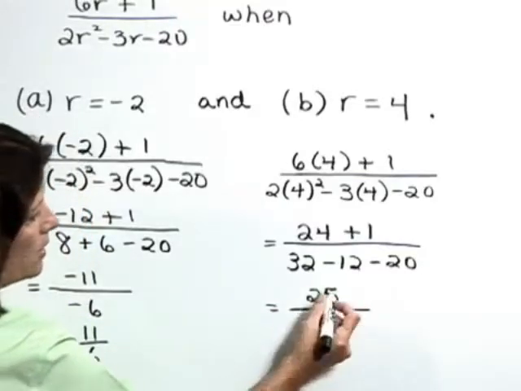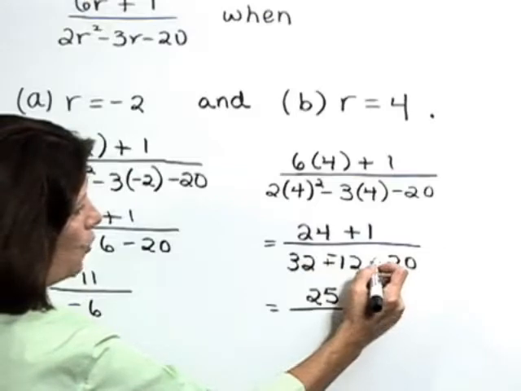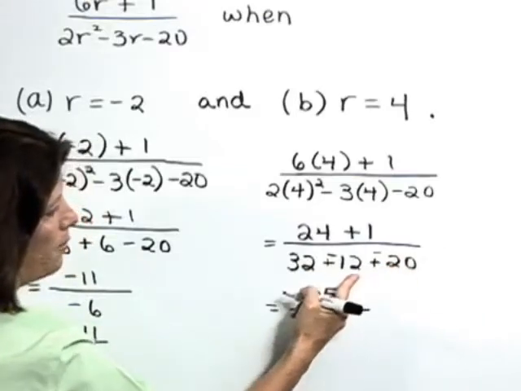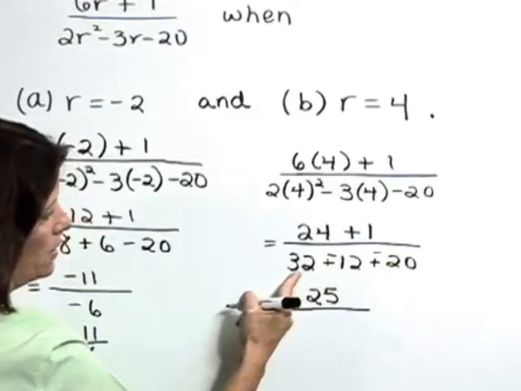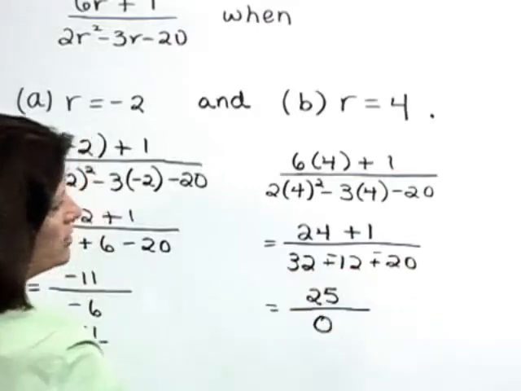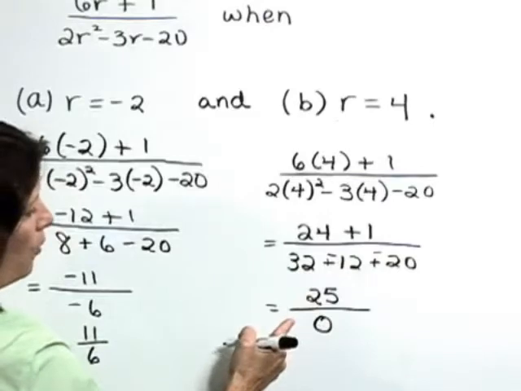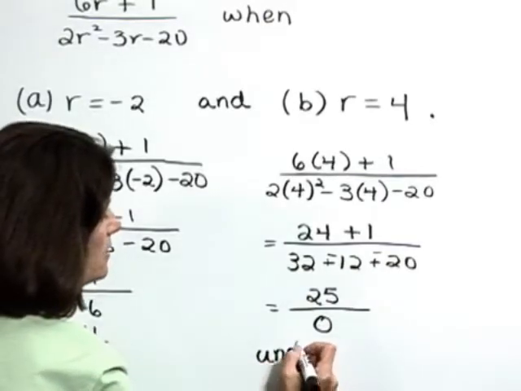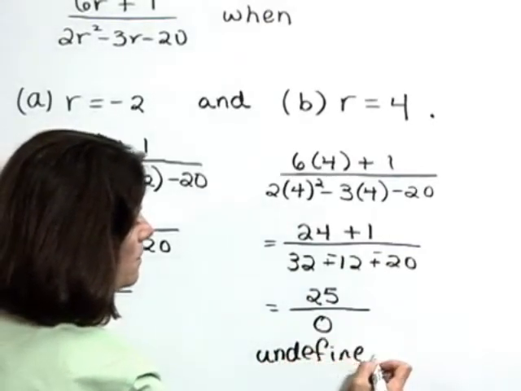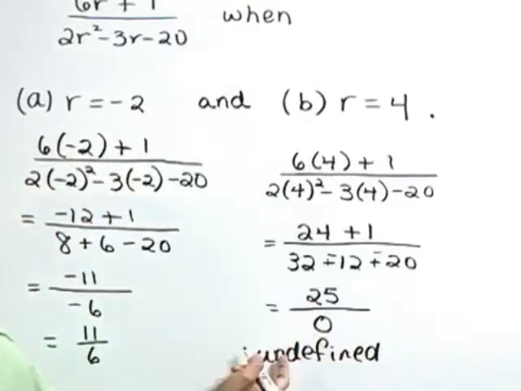In the denominator, we have a −12 and a −20, which combine for −32, plus a positive 32, which is 0. So if we evaluate the rational expression at r equal to 4, then we get an undefined outcome because division by 0 is undefined.